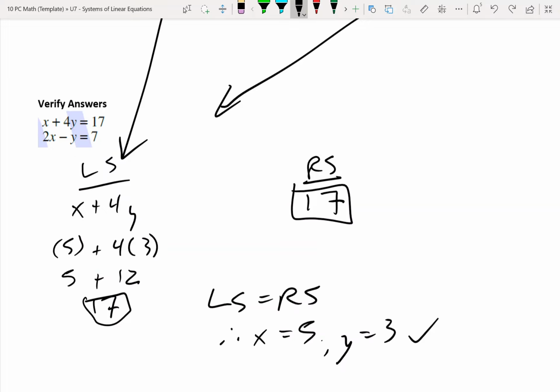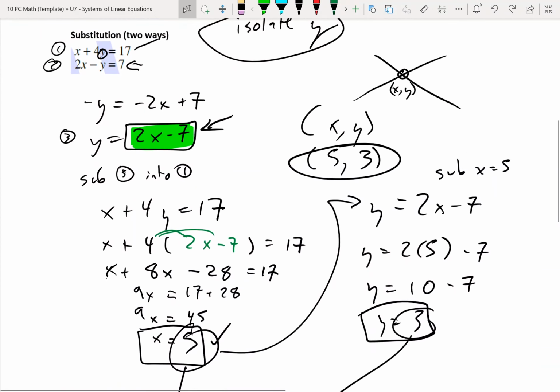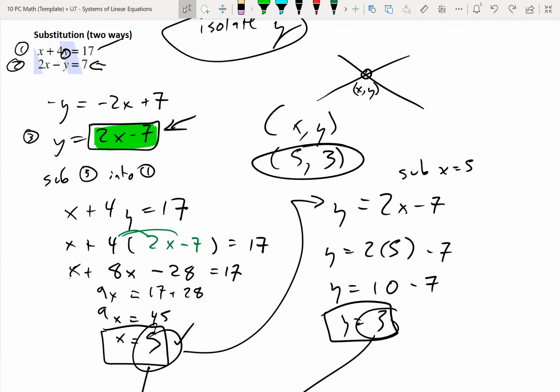That's the basics. It takes a lot of steps, but it always gives you the right answer. So you need to practice how to do this and make sure you're comfortable with it.